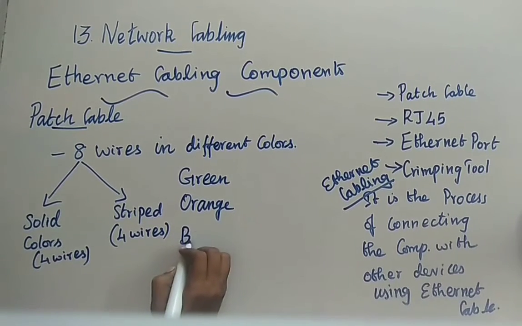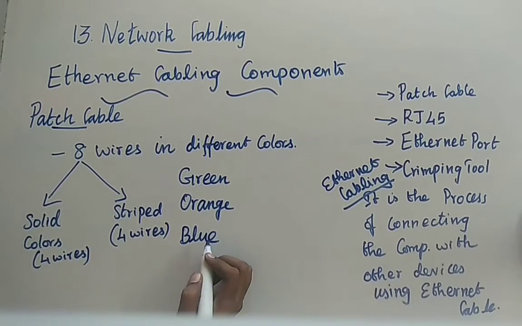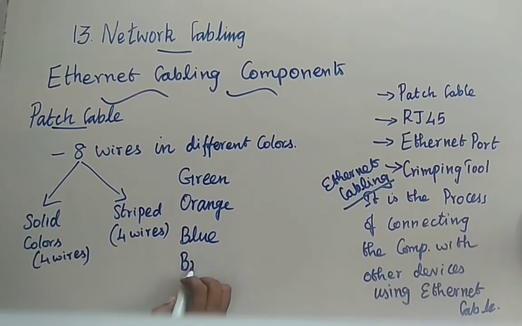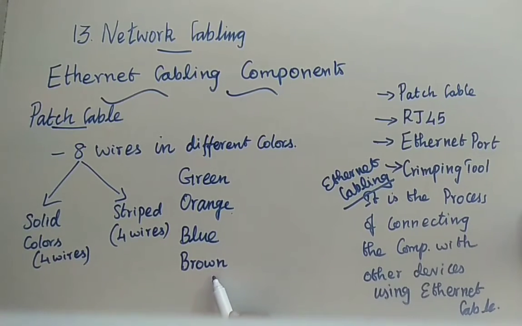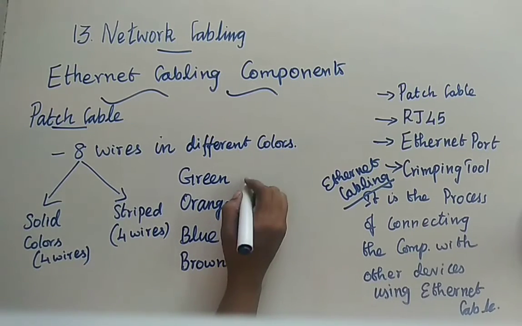Next blue. And the next one is your brown. So the colors that are available are green, orange, blue, and brown. And the next combination of 4 colors you are going to have is white green.